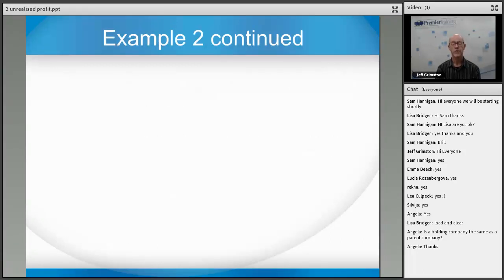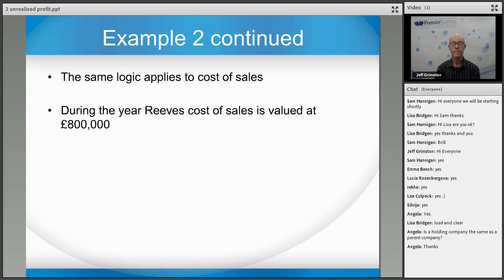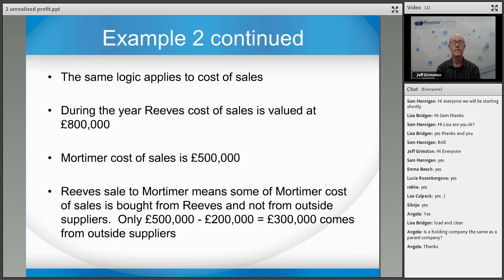Now, let's look at cost of sales. The same logic applies here. During the year, Reeves' cost of sales is valued at £800,000, and we've already said that all of that came from outside. Mortimer's cost of sales is £500,000, but because Reeves has made a sale to Mortimer, we know that some of Mortimer's cost of sales must have been bought from Reeves and not from outside.